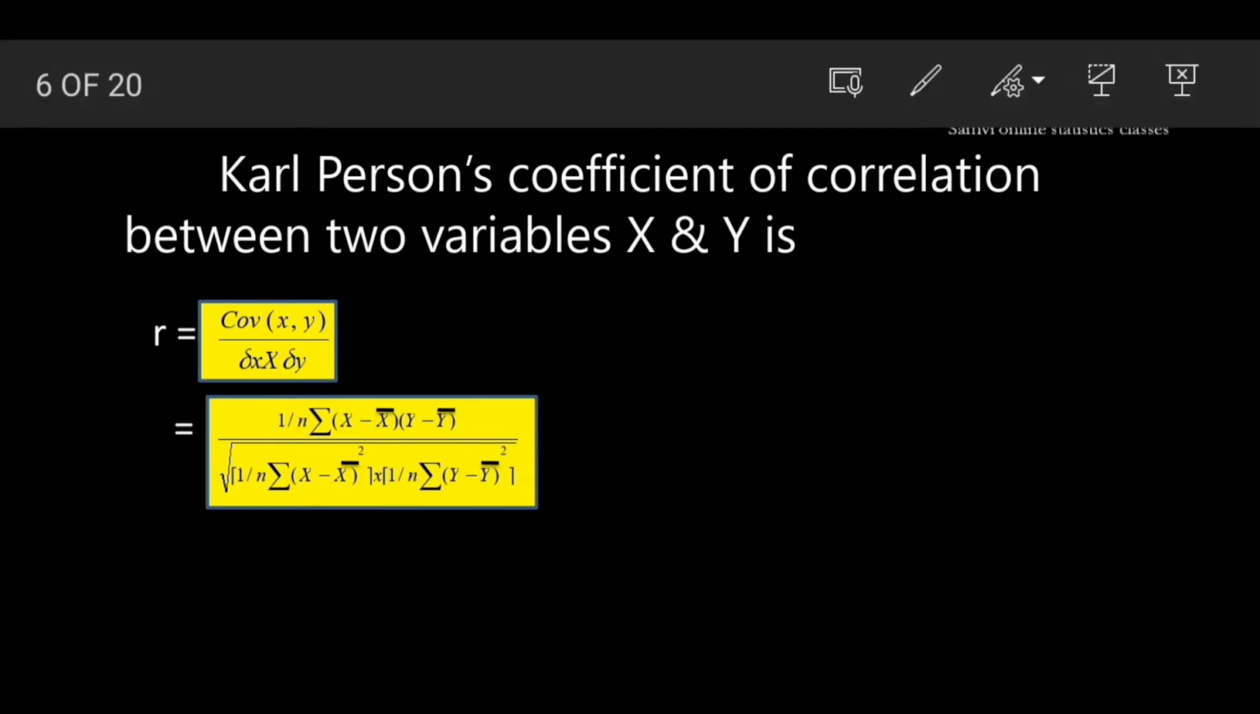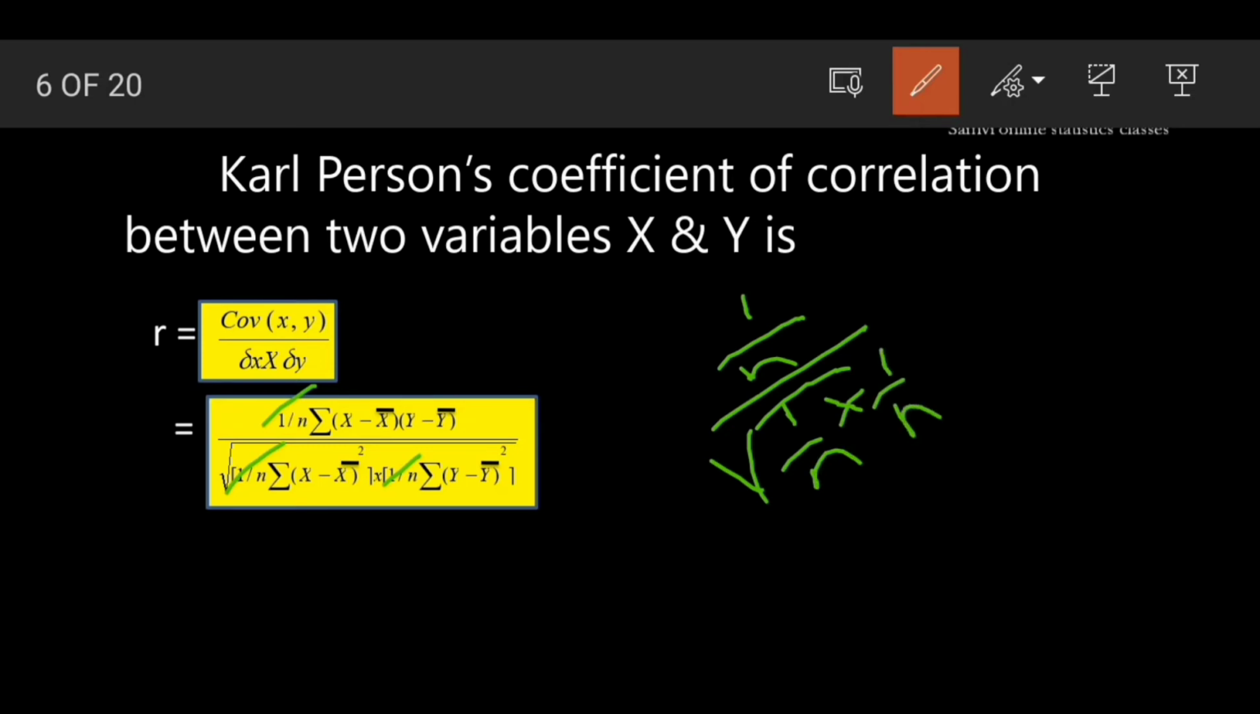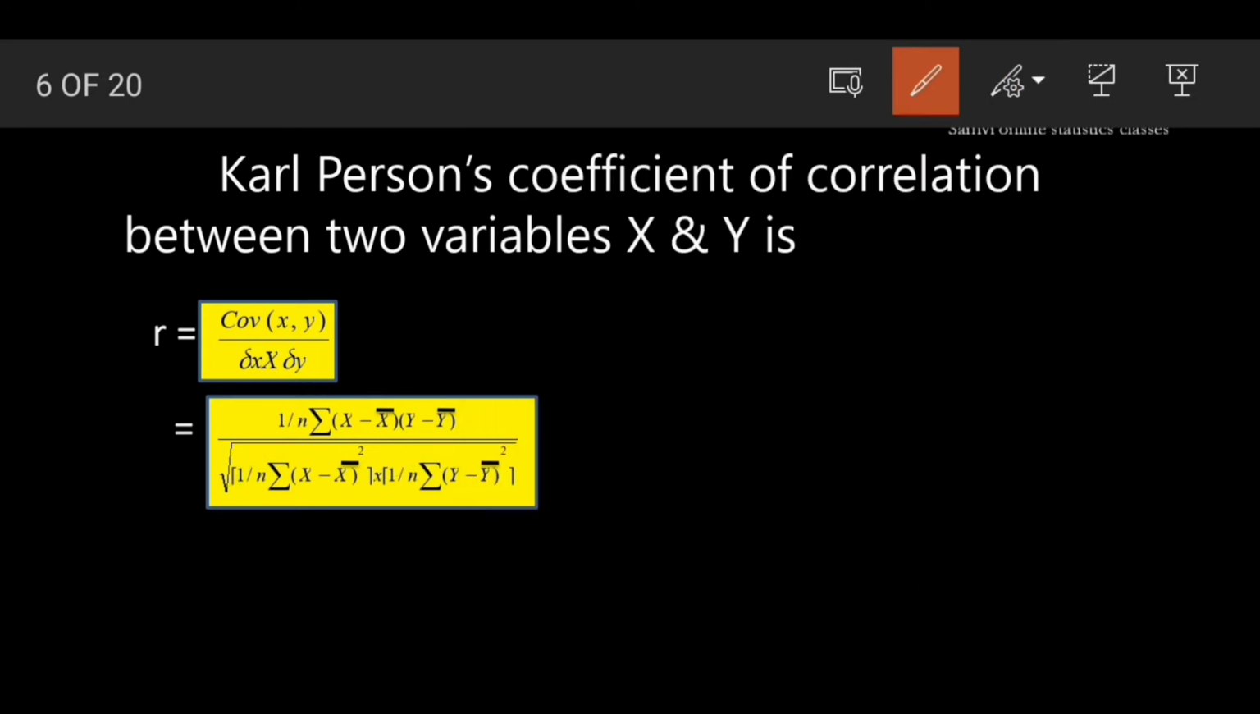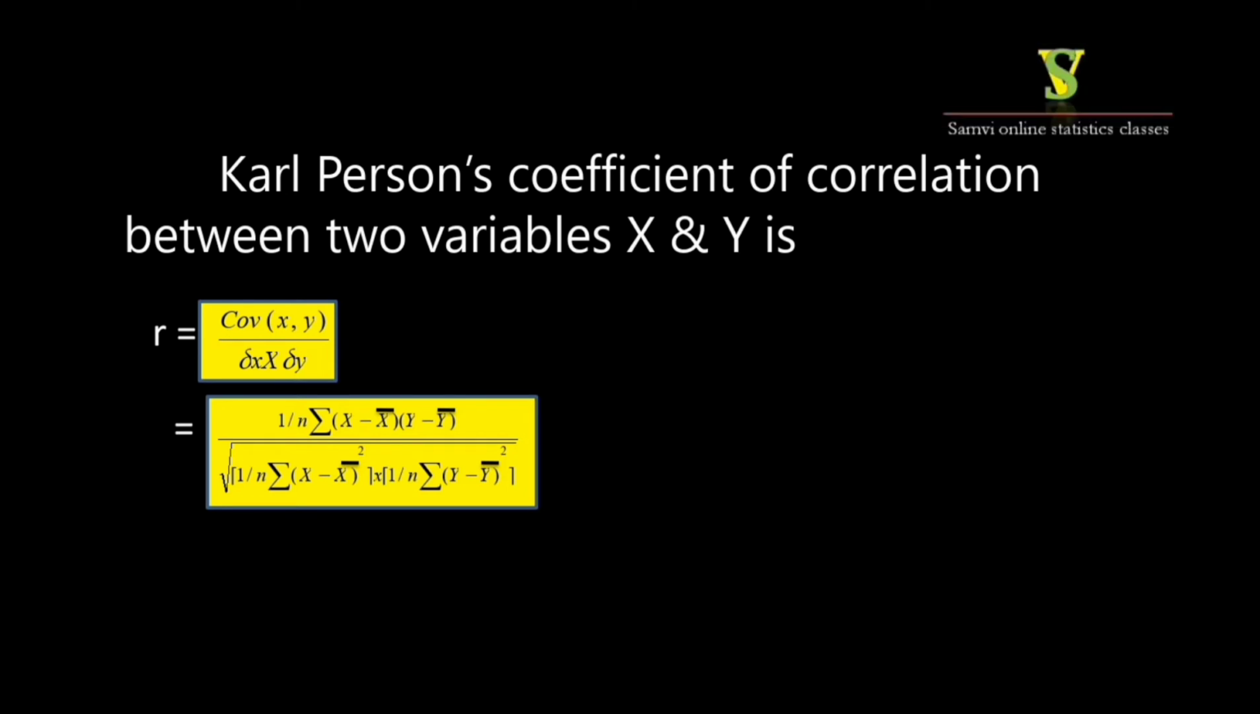So here we can easily cancel 1 upon n, and here the square root of 1 upon n and square root of 1 upon n. How? See here, 1 upon n divided by square root of 1 upon n into 1 upon n, right? If I write it, I'll get 1 upon n divided by square root of 1 upon n square. If I remove the square root, I'll get 1 upon n and here 1 upon n. So we can easily cancel these two values. Getting? So if I remove this 1 upon n from numerator as well as denominator, we'll get like this.